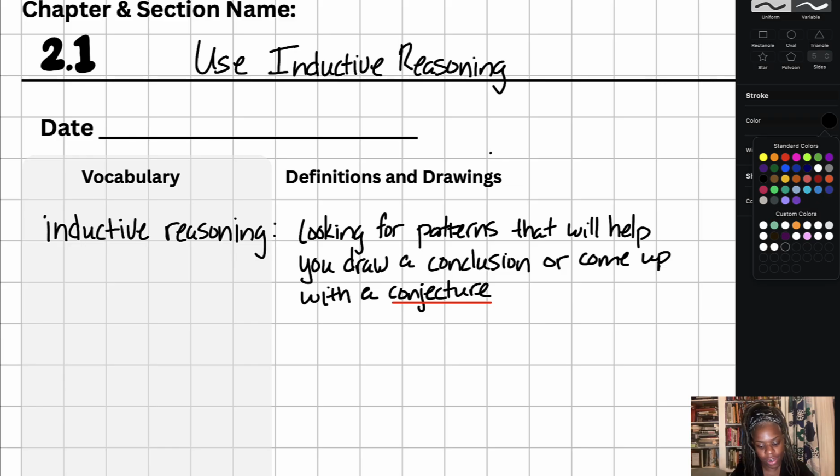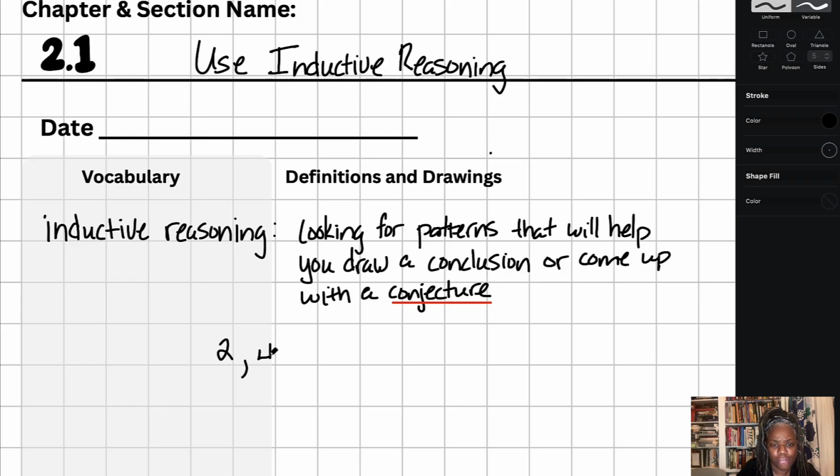And at the end, when you try to come up with the conclusion, that's called a conjecture, which is going to lead us to our next definition. But before we go there, let's talk about inductive reasoning just a little bit more. So let's say I'm in class and I'm saying things like, okay, guys, I want you to do a lot of problems. I want you to do problem 2, then 4, then 6, then 8, then 10. And you know I'm going to keep going. What would you guess is my next problem that I choose?